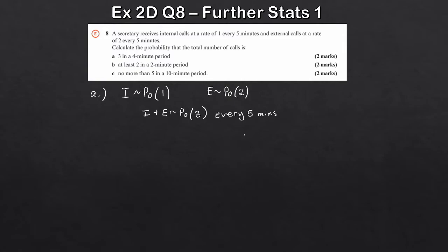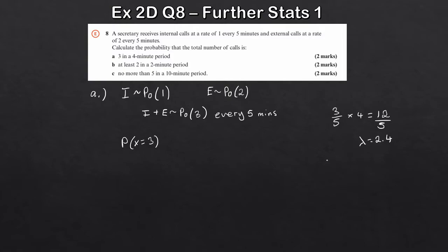So for part A, we're looking at the total number of calls being 3 in a 4-minute period. Like we said with the first question we did, we've got to always look to adjust this. So we want the probability that X is equal to 3. But first, let's adjust this. This is for a 5-minute period, so what I can do is divide it by 5 and then times it by 4 to give me 4 minutes. So that'll be 3 over 5 times 4, which gives me 12 over 5, so that would be equal to 2.4. So lambda is equal to 2.4 for this one.